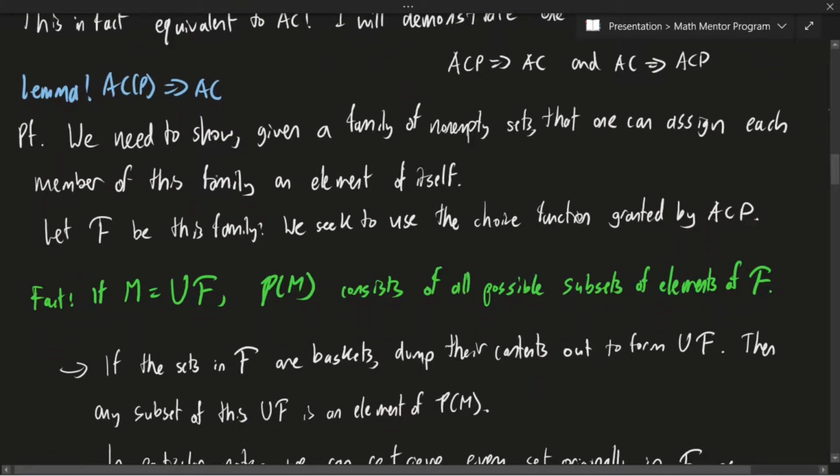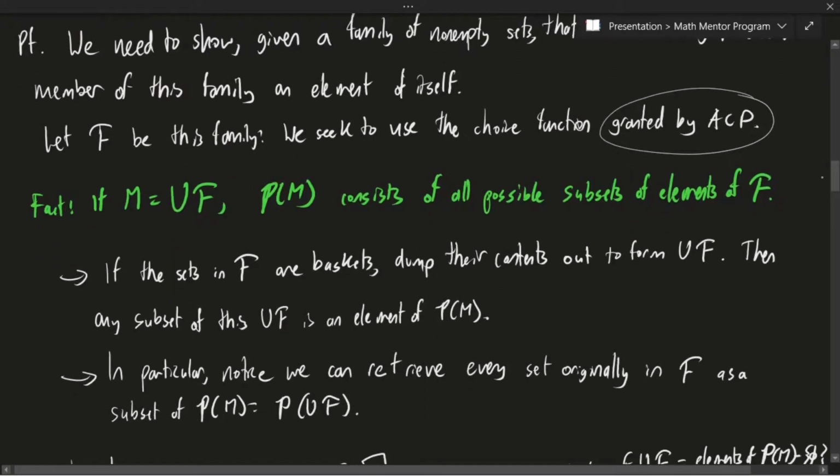We have to show that given a family of non-empty sets, one can assign each member of the family an element of itself. This is just the original statement of the axiom of choice. You give me a family of sets, and I can pick an element from each member of that family. So let F be this family, and we're going to try and use the choice function that is given to us by ACP.